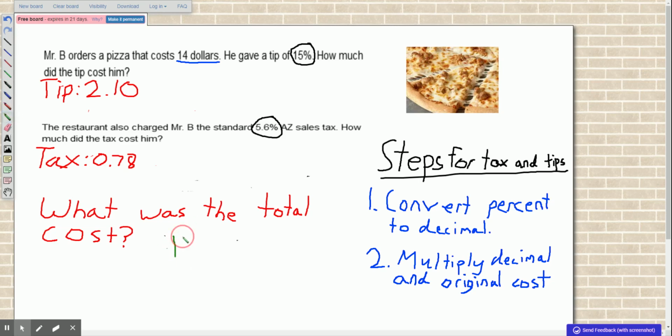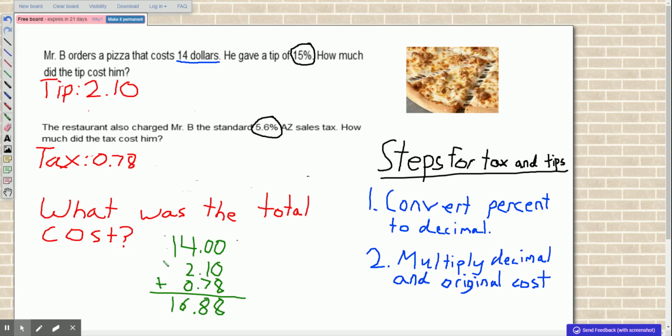So our original cost was $14. My tip is $2.10. And as I always tell you guys in class, you need to line up your decimals. Otherwise, your problem is going to be way wrong. So those are where your decimals would line up. And we're going to add our tax of 0.78 as well. Again, line up your decimals. And add those three costs together. 0 plus 0 plus 8 is 8. 0 plus 1 plus 7 is 8. Decimal goes there. 4 plus 2 is 6. And 1 plus nothing is 1.